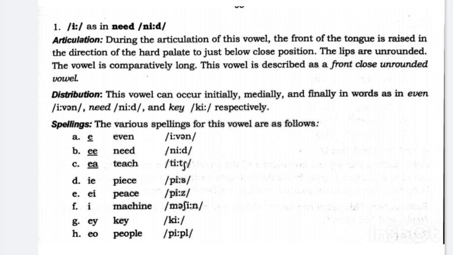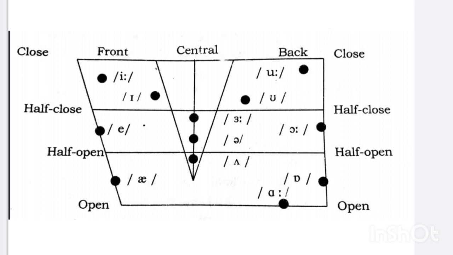Now, how is that possible? It's like this. See, during the articulation of this vowel, E, this is the point. So you can see a dot over there. The front of the tongue. Here, tongue is in the resting position. This is the front of tongue. When you articulate along with me, E. The front of the tongue is raised in the direction of the hard palate. Okay, here. To just below close position.